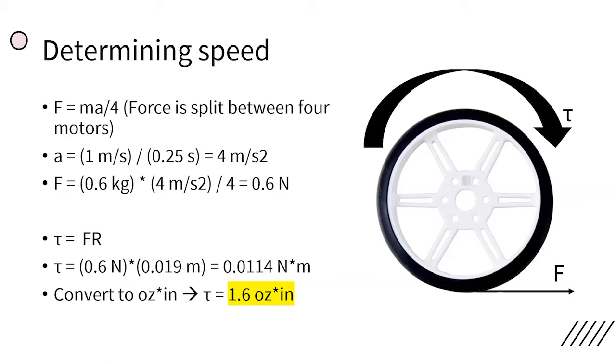However, again, much like with speed, those aren't the units we commonly use for these applications. Smaller motors give their torques in ounce inches typically. So if we make that conversion, that's going to be 1.6 ounce inches.